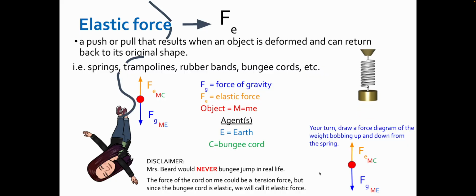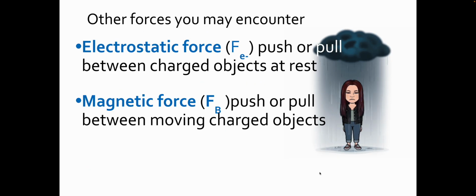Okay, now we have two more. We're almost done. The other two forces, last slide. The other two forces that you may encounter are electrostatic force, which almost looks like the previous one, but it's F with a lowercase e as a subscript. It's a push or pull between charged objects that aren't moving. Magnetic force is F with a capital B. Remember, we had buoyant force with lowercase b. Magnetic force is a push or pull between moving charged objects.